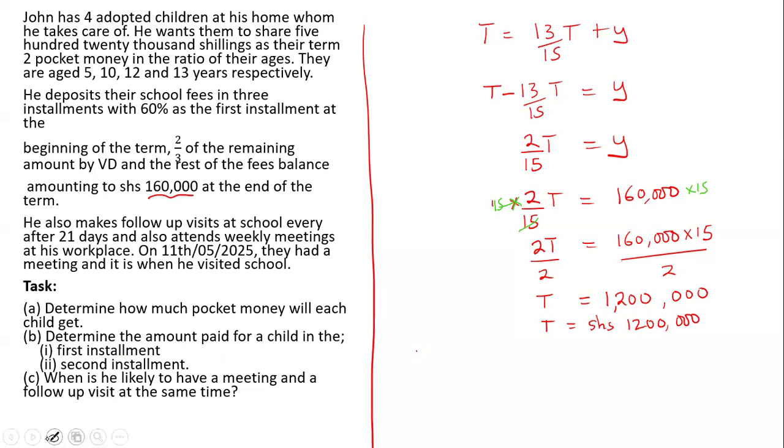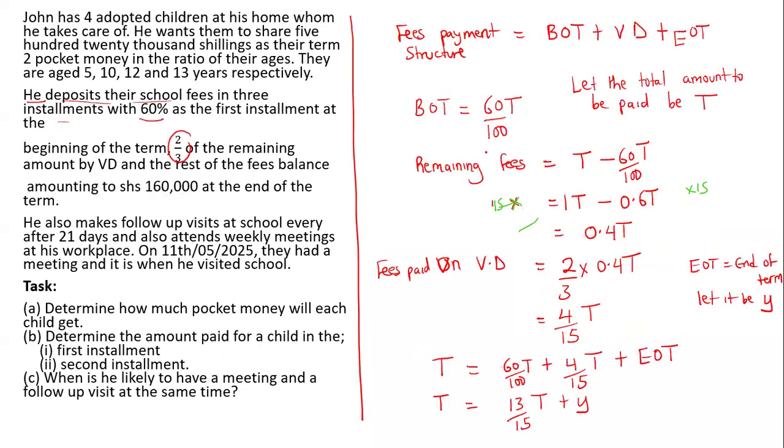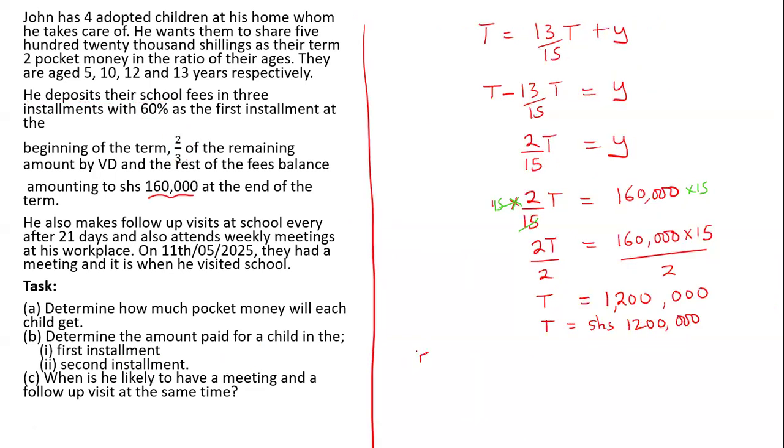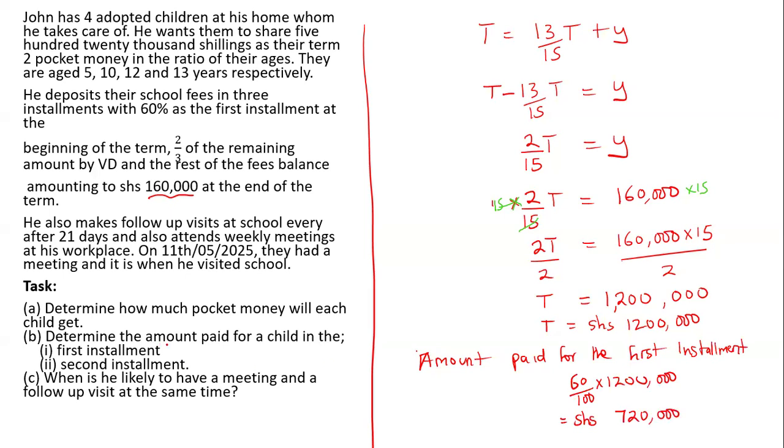Amount paid for the first installment. We obtained that for the first installment is 60%. So I'm going to come here and say first installment amount paid for the first installment. So since we have said it's 60%, it's going to be 60 out of 100 times 1.2. And here we shall end up with shillings. When you make your calculation, this will be 720,000. Therefore, you'll conclude and say the amount paid for the first installment is shillings 720,000.